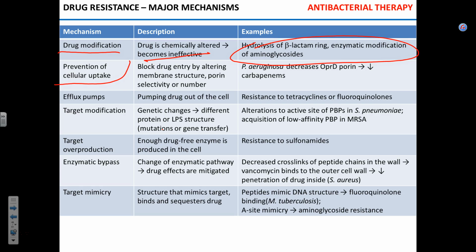Prevention of uptake. The drug doesn't get in. Pseudomonas is freaking notorious about it. Pseudomonas has 3 or 4 different systems to protect itself from the different drugs. Okay? Follow me? So is prevention of cellular uptake like blocked penetration? Yeah, the drug doesn't get in.